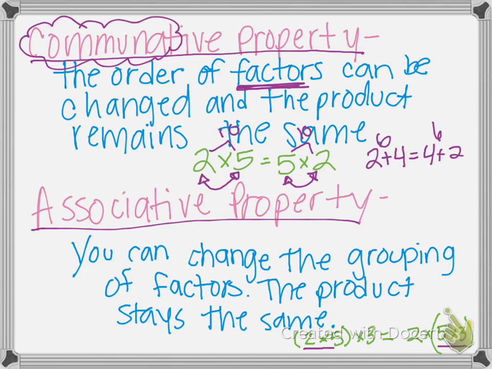So when we solve it, we have to do what's in the parentheses first. So 2 times 5 is 10. And then we have to do the times 3 from the outside, which would be 30. So this side equals 30. And then over here, we have to do what's inside the parentheses first. 5 times 3 is 15, times 2 equals 30. That is the associative property.